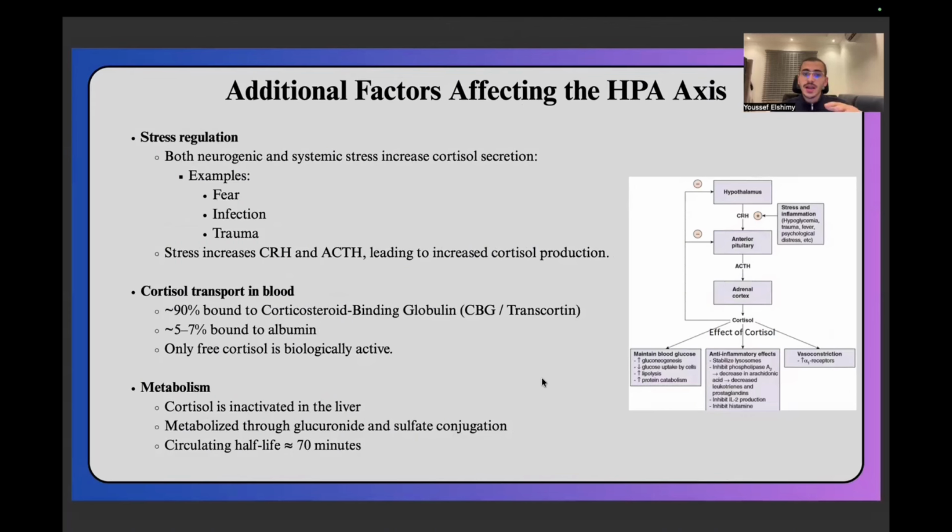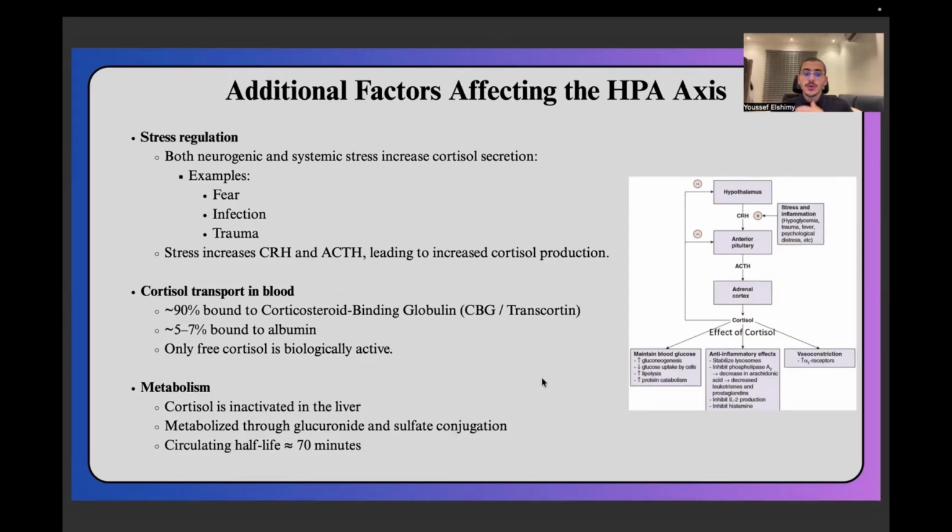We have some additional factors that affect the HPA axis. We mentioned stress. This stress, or the fight or flight response, could be neurogenic or systemic. For example, constant fear or chronic stress would lead to the activation of the HPA axis, as well as infection itself, which is a stress to the body, or trauma. These are very stressful to the body. So all of these increase the CRH as well as the ACTH, leading to the production of more cortisol.